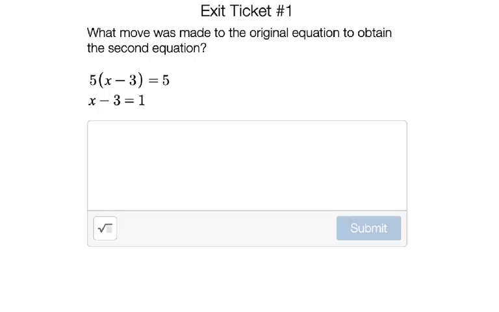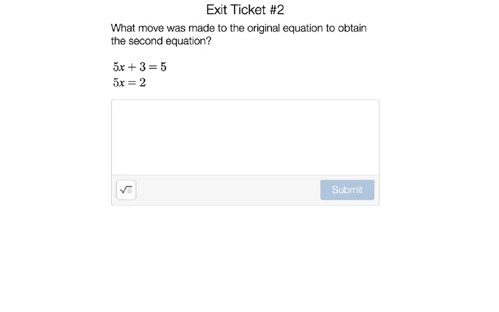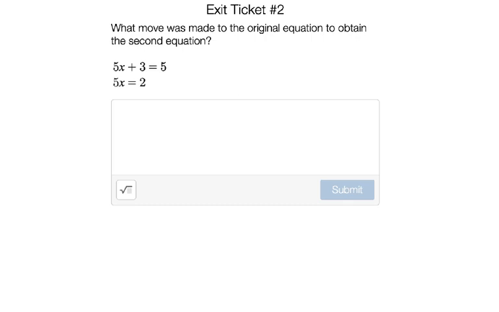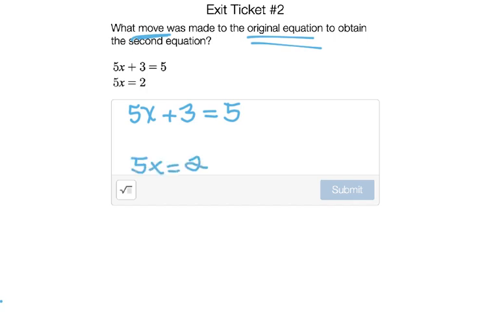All right, moving on. Here were your exit tickets. So I'm quickly going to go through these next couple of slides just to give you the final answers. What we're doing is what move was made. I'm not solving. I want to know what move was made to get to 5x is equal to 2. As you can see here, I took 3 away from the left and 3 away from the right. So I ended up with 5x is equal to 2.